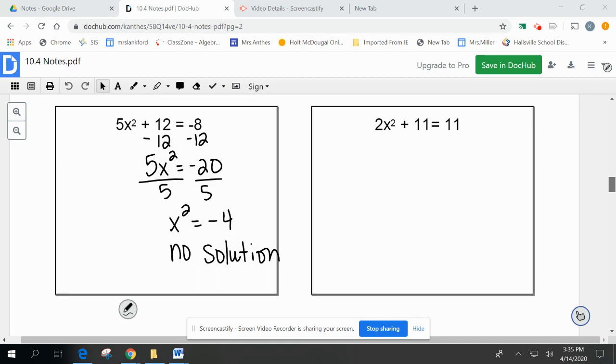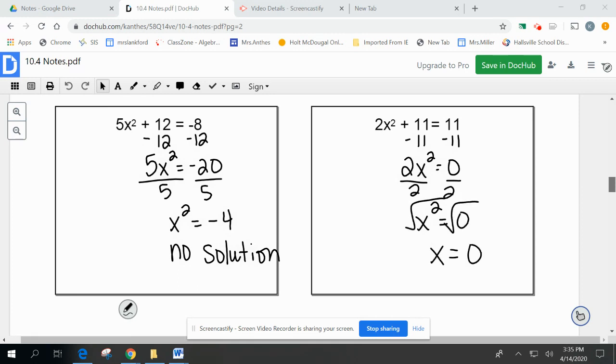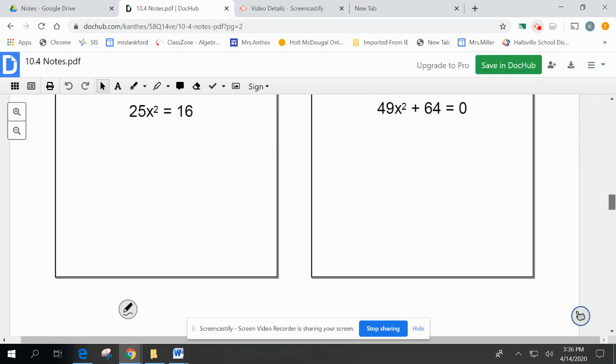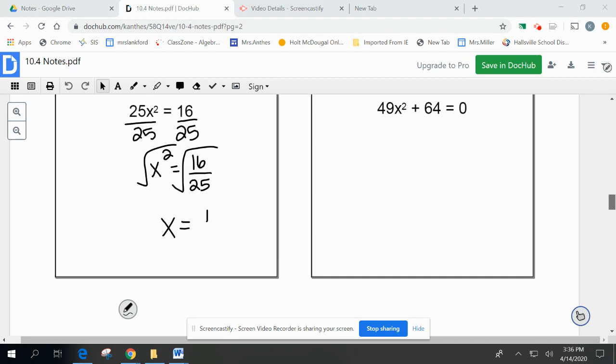All right, next we would subtract 11. 2x squared equals 0. Divide by 2. X squared equals 0. And the square root of that would be 0. All right, for this problem, we would need to start out by dividing by 25. So x squared equals, and again, I'm going to keep it a fraction because these are perfect squares. So now square root, so x would be plus or minus 4/5.